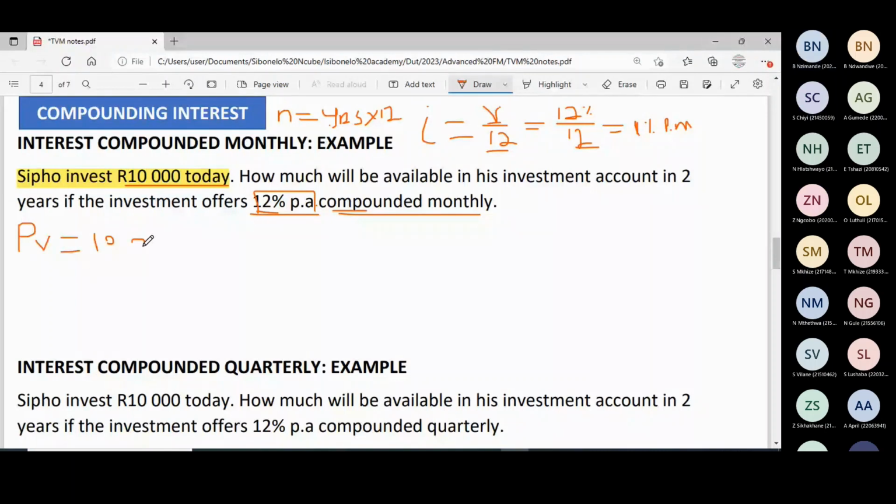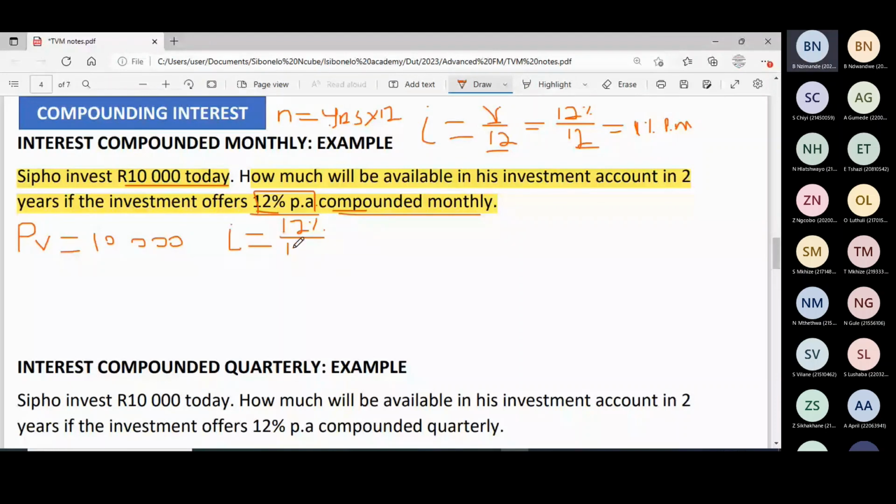How much will be available in his investment account in 2 years if the investment offers 12% per annum compounded monthly? Okay, we have I, 12%. And guys, remember, the interest is compounded monthly. So how are we going to calculate our I? Remember, you take the annual rate, which is 12%, and divide by 12. Why are we doing this? Because we are told that interest is compounded monthly.